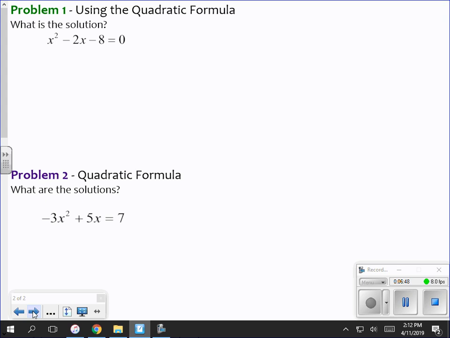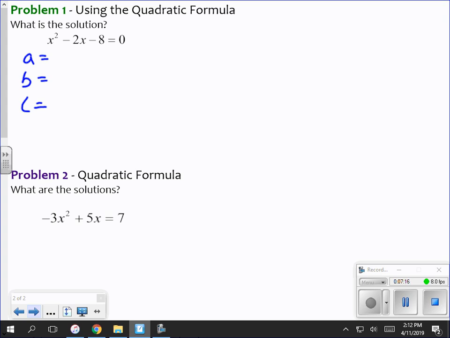Using the quadratic formula, what is the solution? So I'm going to walk you through this, setting it up step by step. You have the quadratic formula on the other side of your notes. I have the quadratic formula up on the board. And you can use these notes when you take the test. So first thing you have to do is identify your A, your B, and your C. You have to know what those numbers are first.